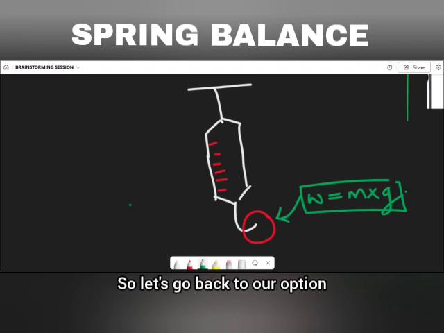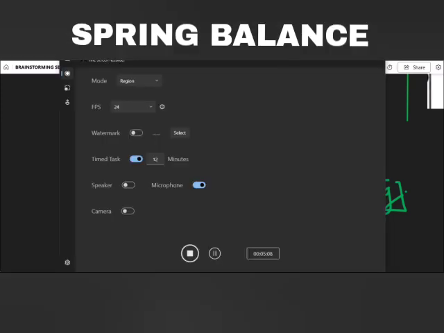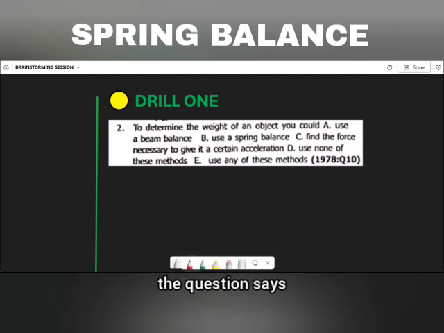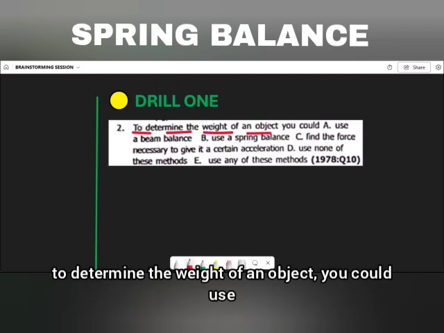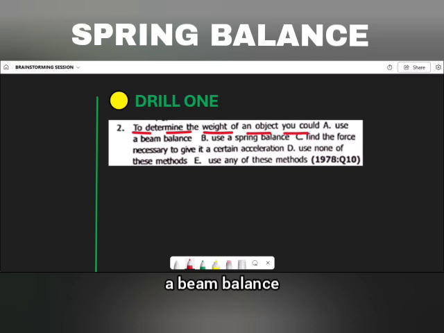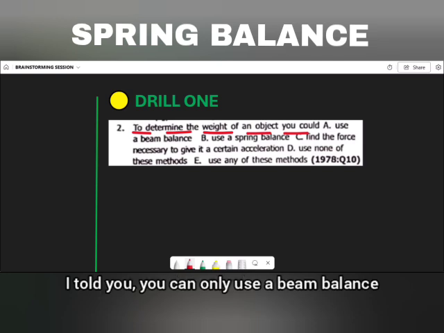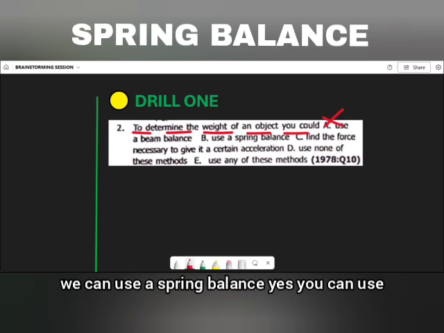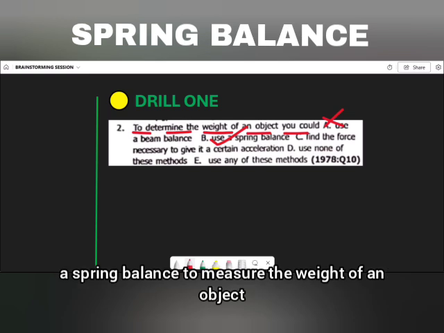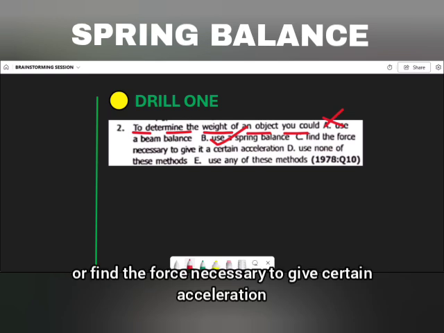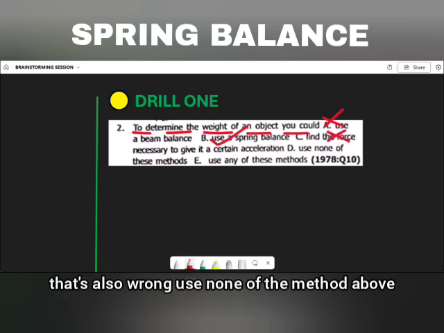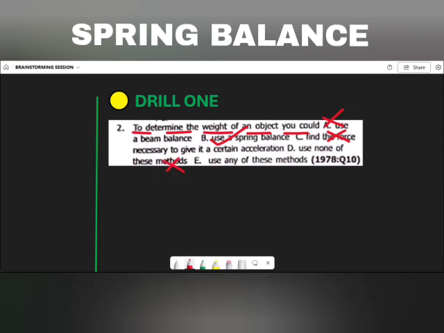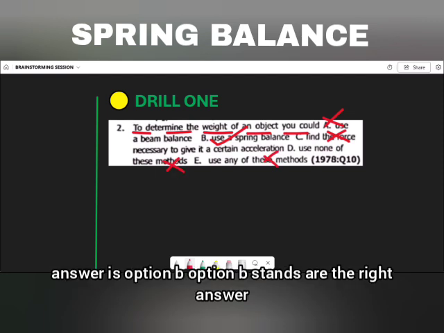So let's go back to our options and see the question we have there. Okay, coming back to our options, the question says to determine the weight of an object, you could use a beam balance. I told you we can only use a beam balance to determine the mass, so beam balance is wrong. We can use a spring balance. Yes, you can use a spring balance to measure the weight of an object or find the force necessary to give certain acceleration. That's also wrong. Use none of the methods above or use any of the methods above. So the right answer is option B. Option B stands as the right answer.